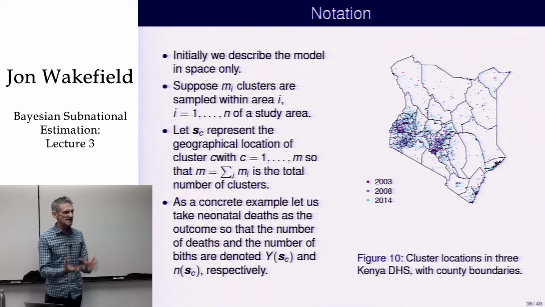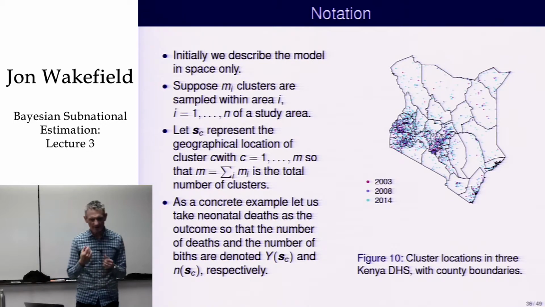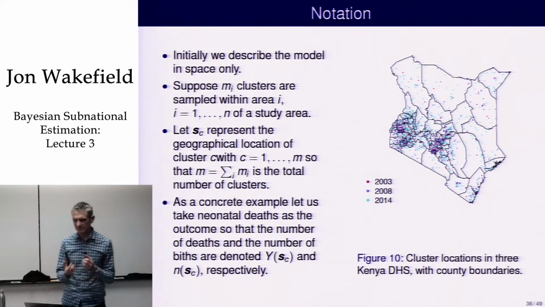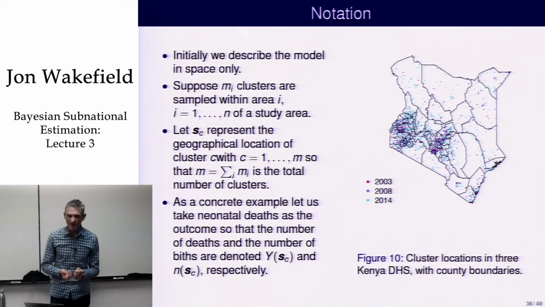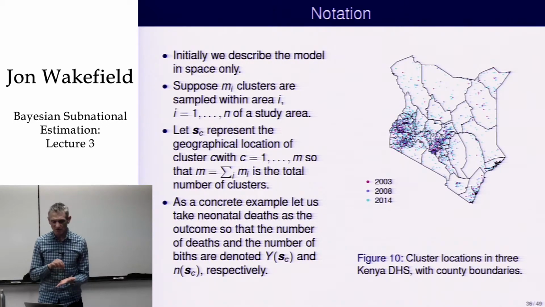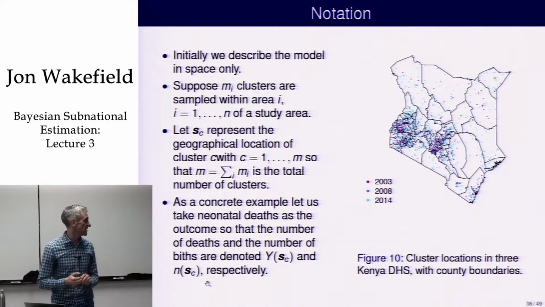So let's suppose we're talking about neonatal mortality. So we're looking at how many children died in the first month of life in a particular time period. So Y_sc is the number of children who died in the first month of life at the cluster c located at s_c. And N_sc is the denominator, how many kids were born that we sampled in that cluster.